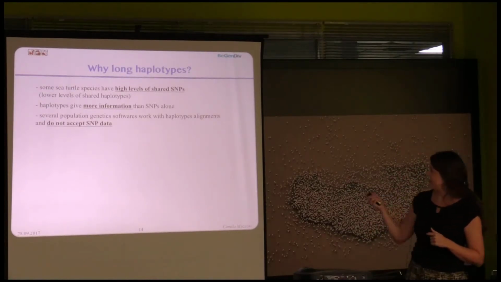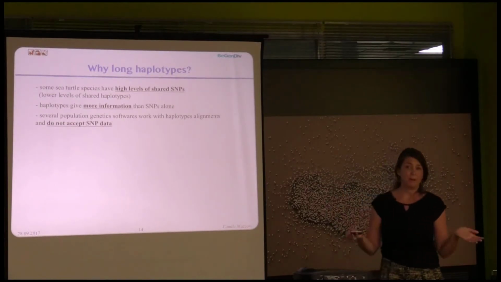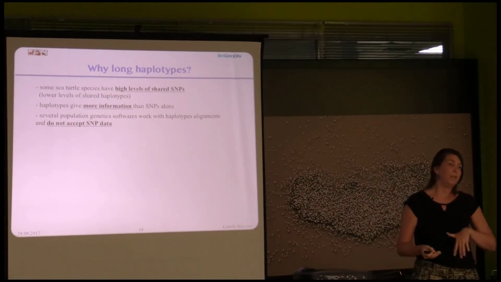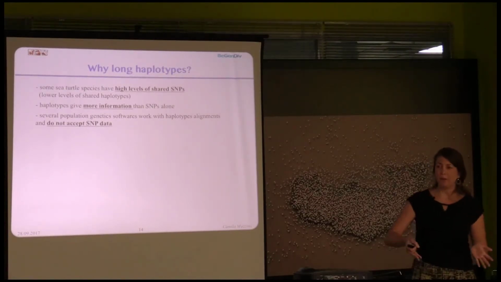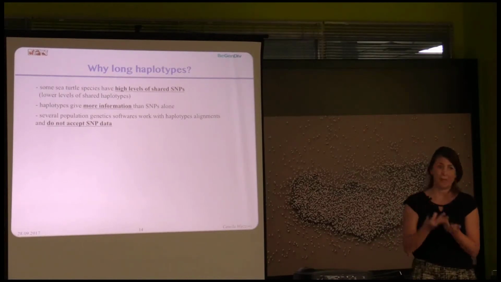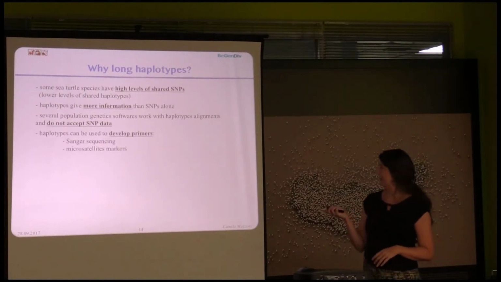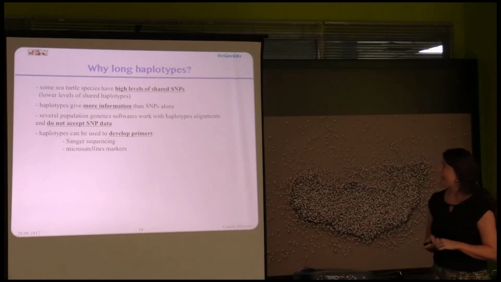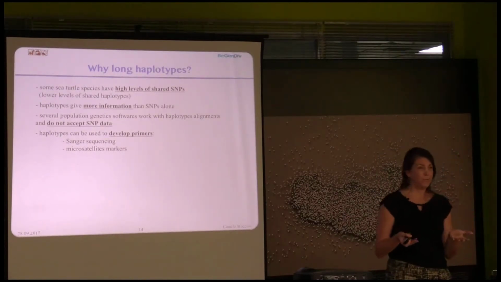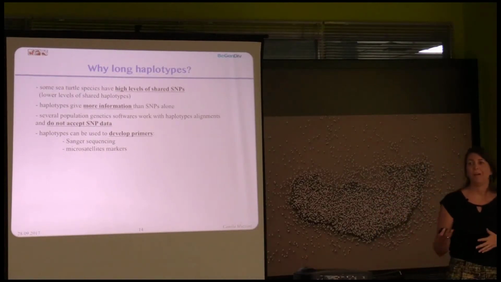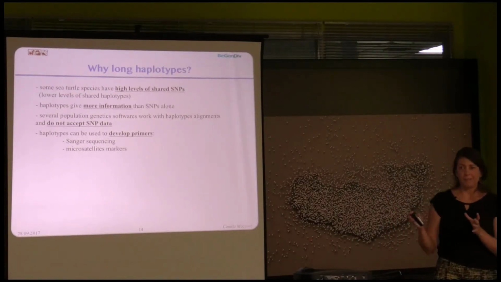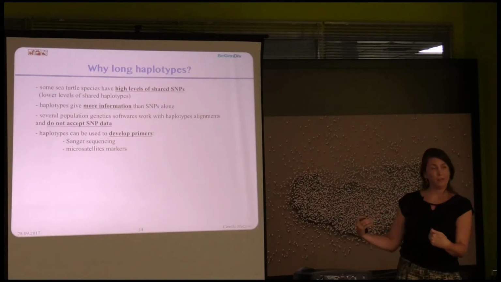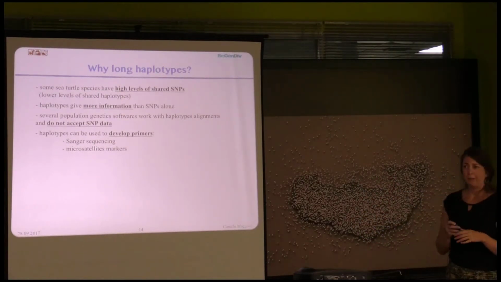Several population genetics software packages also still take haplotype alignments instead of SNPs. So if you want to do certain types of analysis, you cannot use SNPs for those. You can always take the SNPs out of the haplotypes, but not the haplotypes out of the SNPs. And they can be used to develop primers. For conservation, we cannot expect that people are going to have access to next generation sequencing machines. They might want to use primers, they might want to use microsatellites, and for these, they are going to have long sequences that they can use to develop primers for their specific goals.